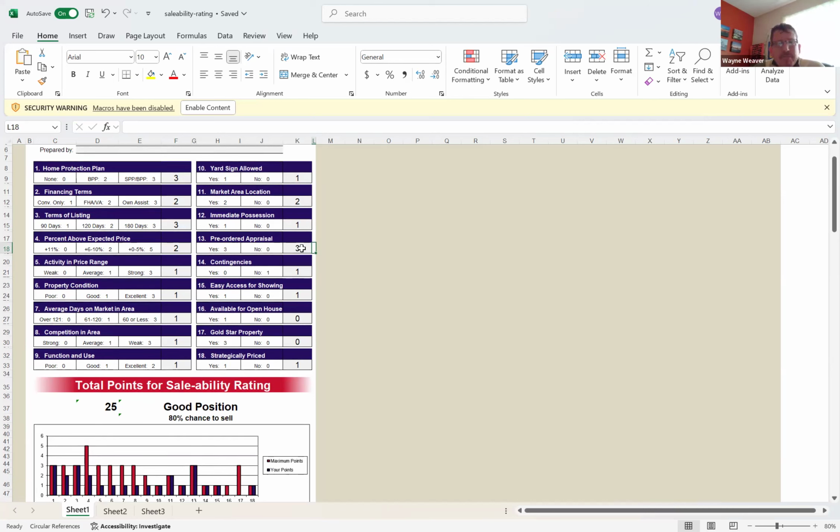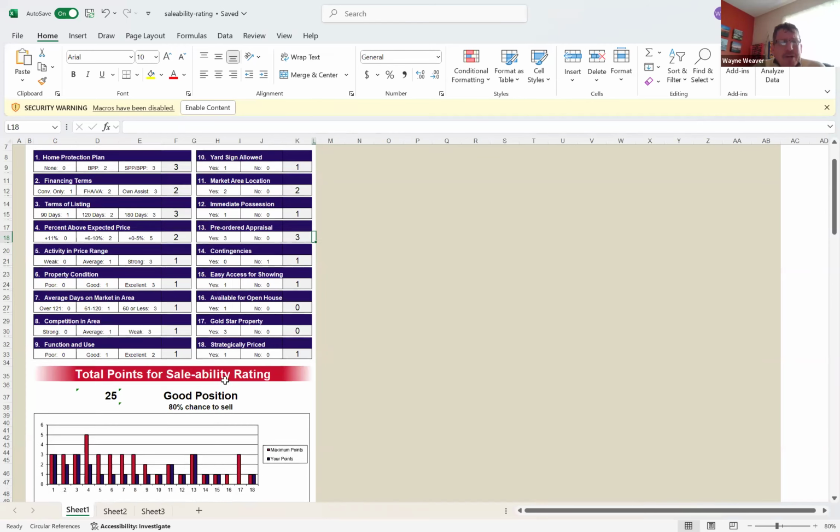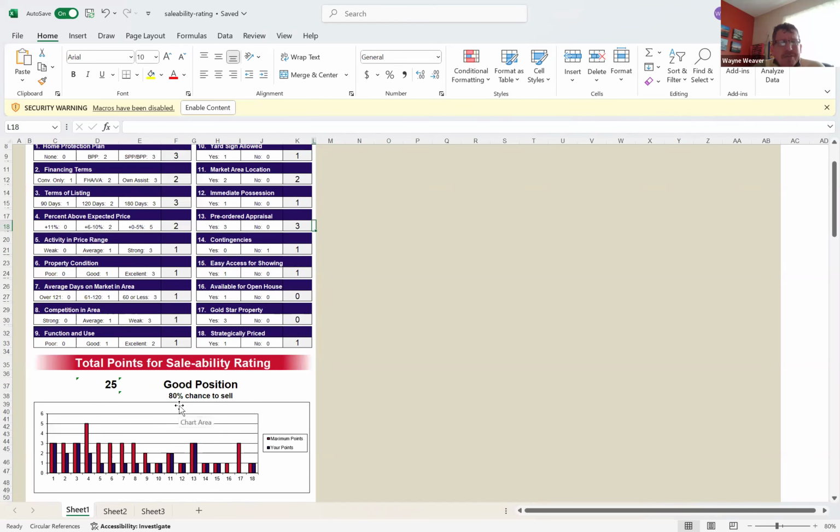So we're better off. We know we're priced right because we did the appraisal. You're going to allow me to put a yard sign in. We're going to touch up some paint to make it qualify for FHA. That gave us a point. Now we're in a good position.